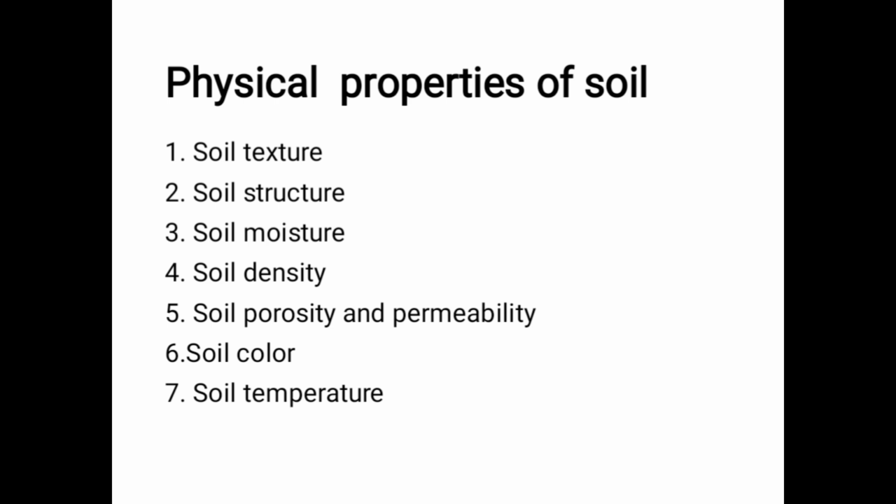So let us see now the physical properties of the soil that we are supposed to know. The first one is the soil texture. The second one is the soil structure, and the third one is the soil moisture. The fourth one is soil density. The fifth one is soil porosity and permeability, then soil color, and the last one is soil temperature. So these are soil properties which are physical. Now let us see one property after another.